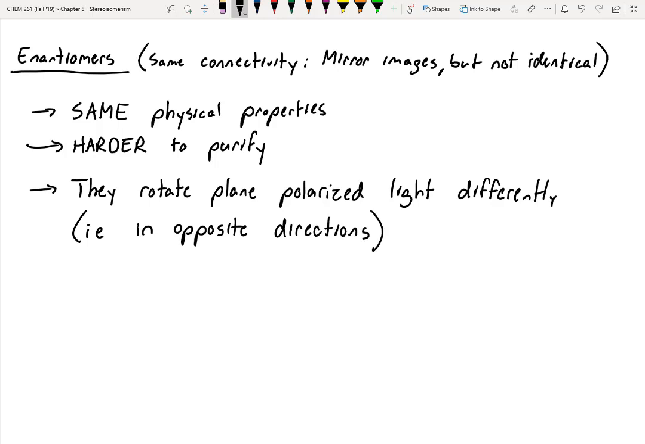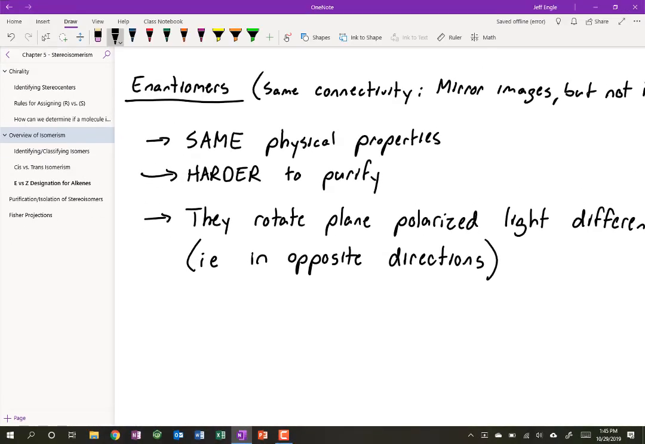All right, we'll talk more about these purification techniques later, but as far as we're concerned, we're really not going to do any purification of enantiomers in our labs because they have the same physical properties. It requires a lot more nuance and critical thinking to actually accomplish that. Does that make sense?